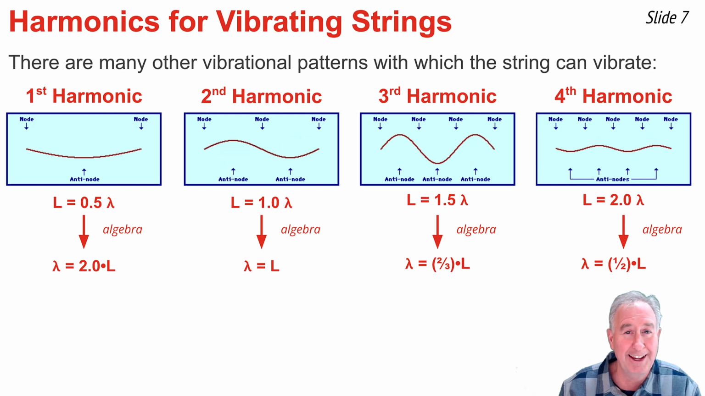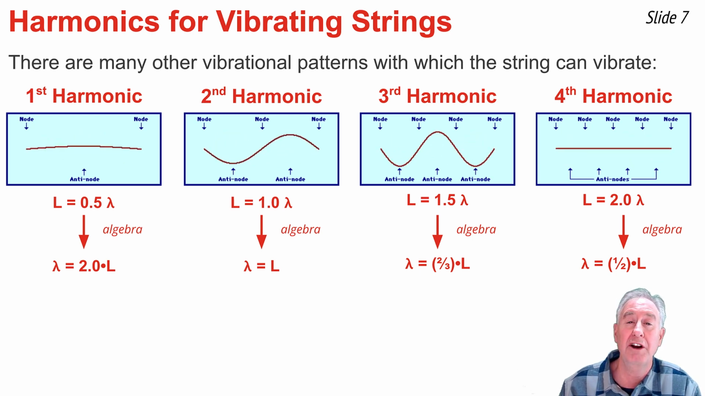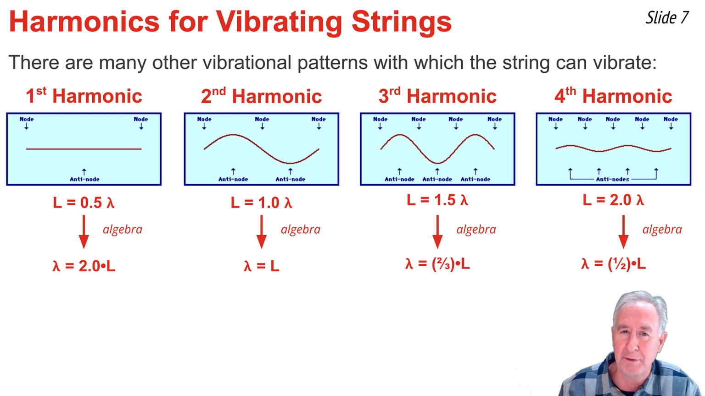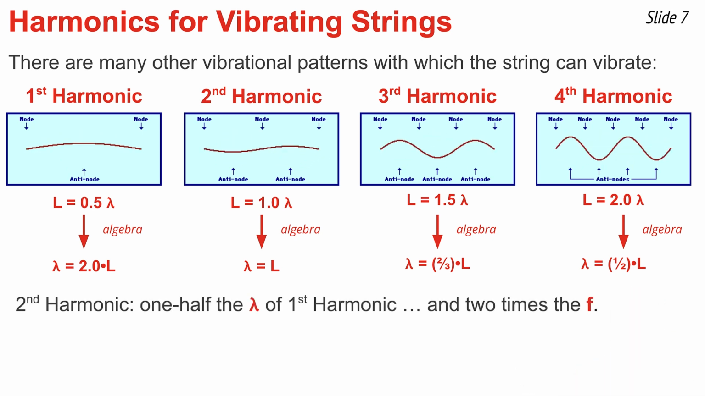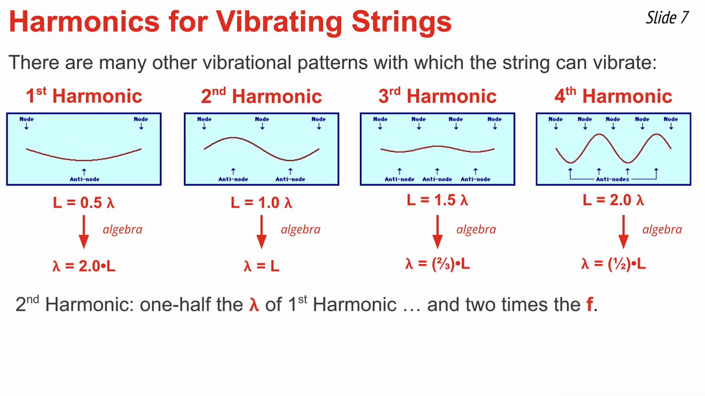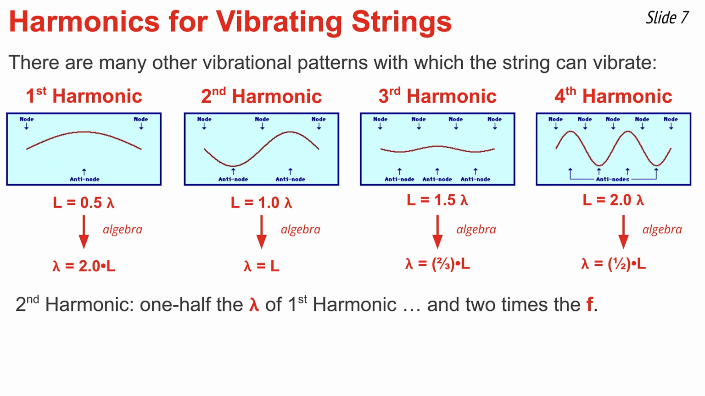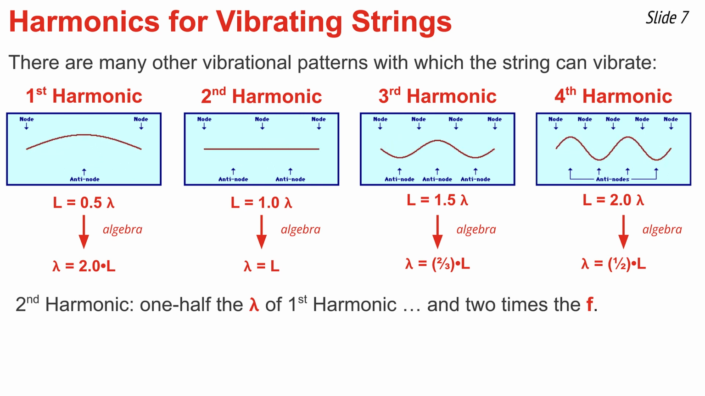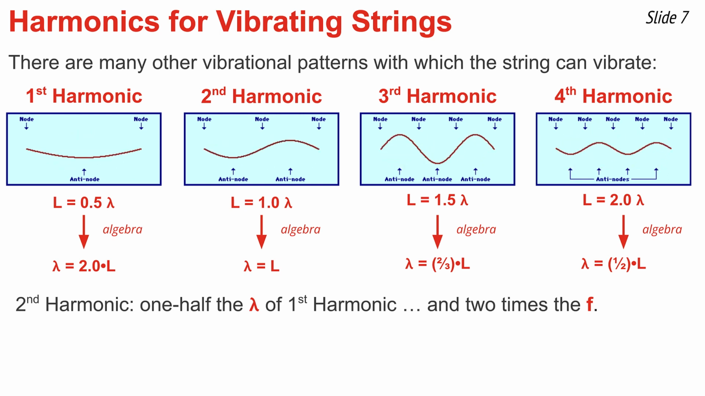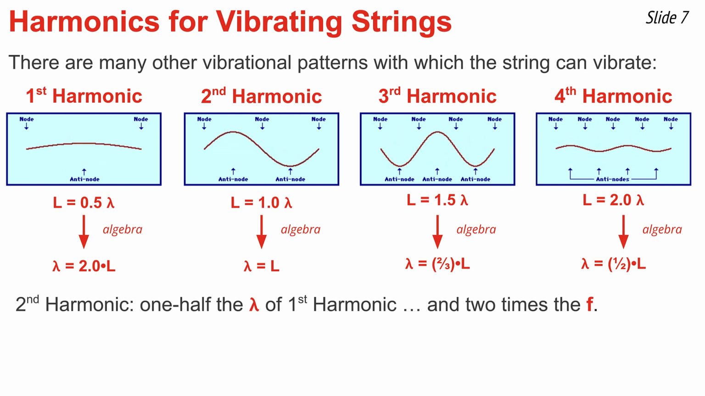Now I can use my 4 wavelength equations to compare the second, third, and fourth harmonic to the first harmonic and make the following claims regarding their relative wavelengths and frequencies. So beginning with the second harmonic, I can claim that the wavelength of the second harmonic is 1/2 the wavelength of the first harmonic. Now the speed of waves is the same whether the string is vibrating as the first, second, third, or fourth harmonic, and the speed is equal to the frequency times the wavelength.